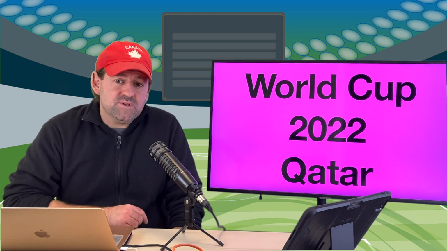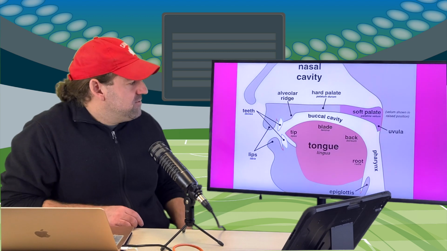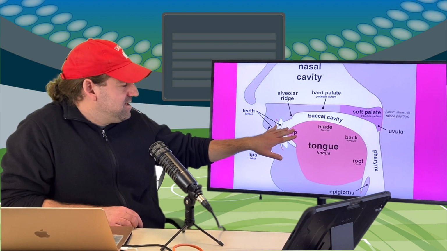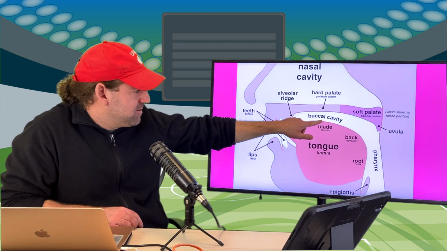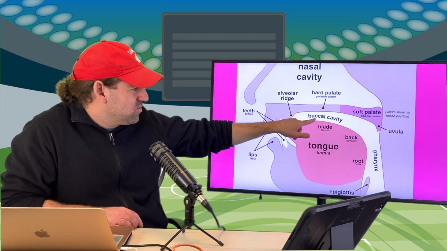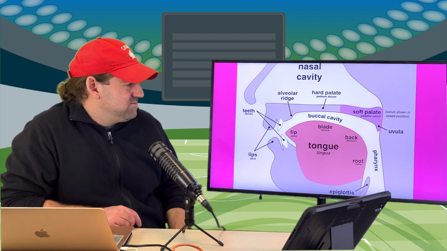You know, a lot of languages have these sounds deep in the back of the throat, okay? So if you take a look at this chart of the mouth, the cavity here, right? It says, I don't know what this word is here. I've never seen this word. Buccal, buckle, butch. I don't know.